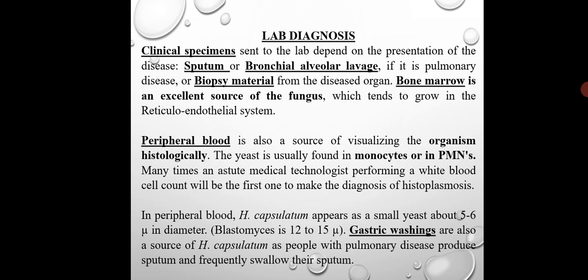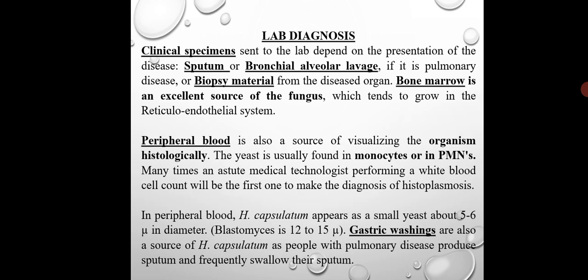So this organism can be cultured in a medium called Sabouraud's dextrose agar and incubated at room temperature. This organism forms a mycelium which is white and cottony in appearance. And the infection can also be diagnosed by serological methods, where one can find the presence of antibodies or antigens in the serum sample.